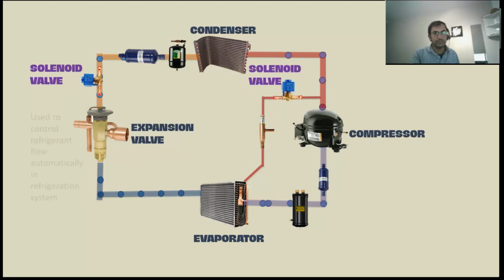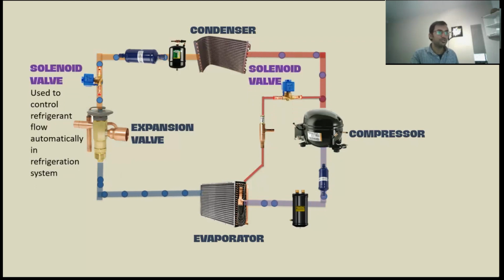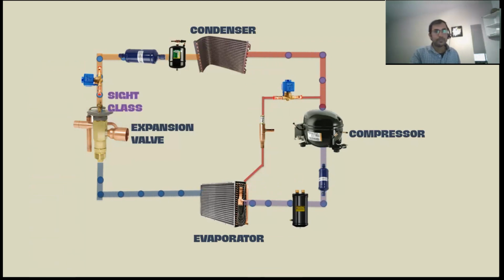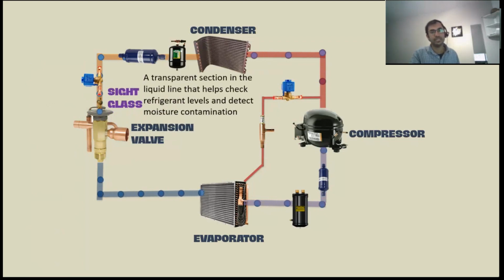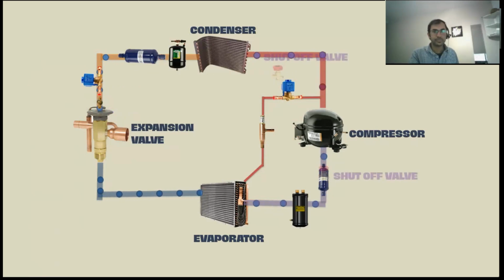Then the solenoid valve is used to control refrigerant flow automatically in the refrigeration system. And then the sight glass, a transparent section in the liquid line that helps to check refrigerant levels and detect moisture contamination. It can be given based on the requirements where these detections are required.